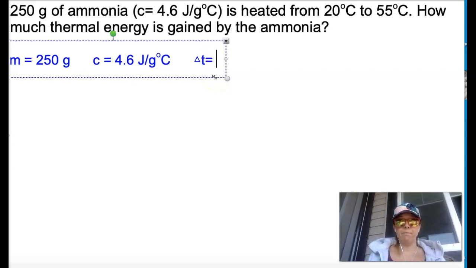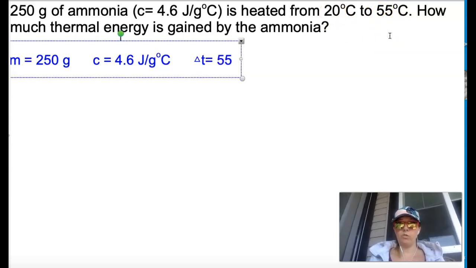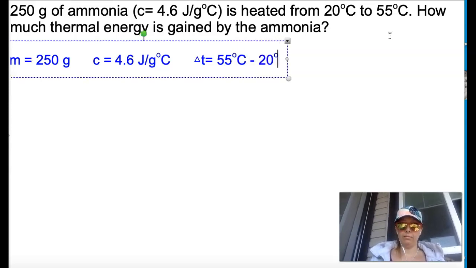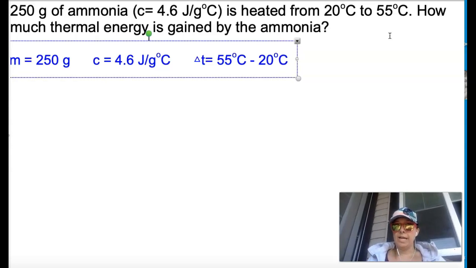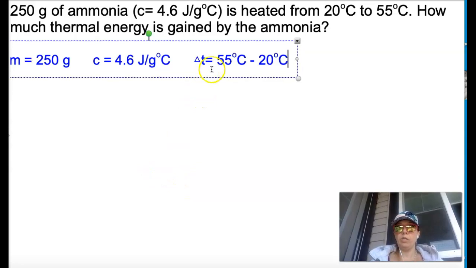Okay, so delta T. In this case, I wasn't told what the temperature change was, but what I was given was the initial and the final. So we're going to do 55 degrees C minus 20. I have to be careful with my significant digits. The reason I have to be careful is I'm not using either 20 or 55 in my calculation. I am using the delta T. So I have to make sure that I recognize how many significant digits my delta T has based off of the operation that I just did.